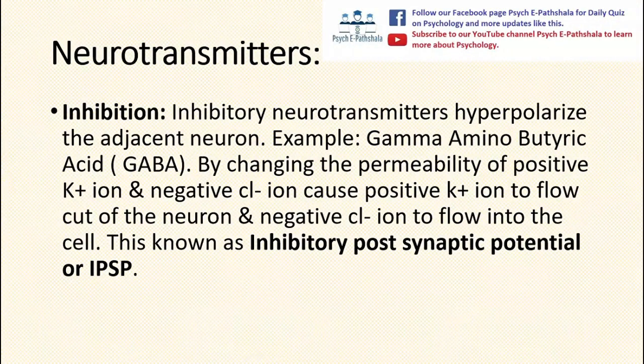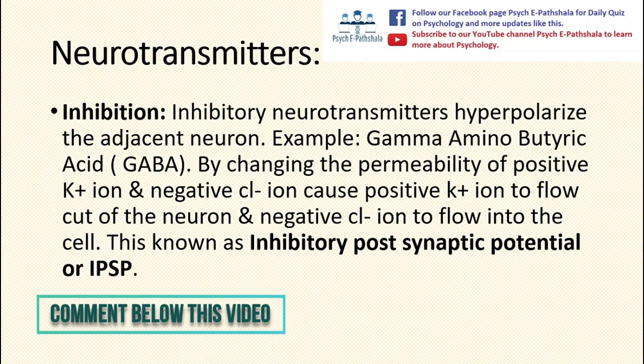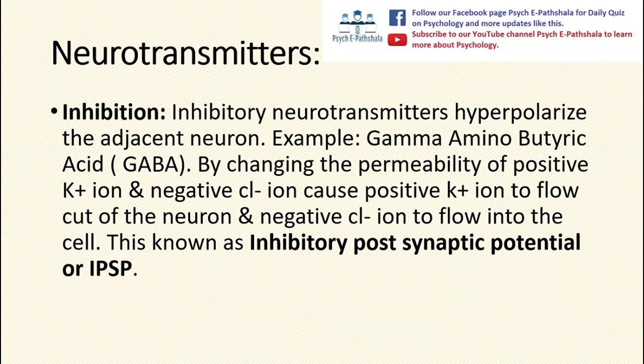Inhibition occurs when inhibitory neurotransmitters hyperpolarize the adjacent neuron. For example, gamma aminobutyric acid or GABA is one such inhibitory neurotransmitter that changes the permeability of positive potassium ion and negative chlorine ion, causing potassium ion to flow out of the neuron and chlorine ion to flow into the cell. This causes inhibitory postsynaptic potential or IPSP.